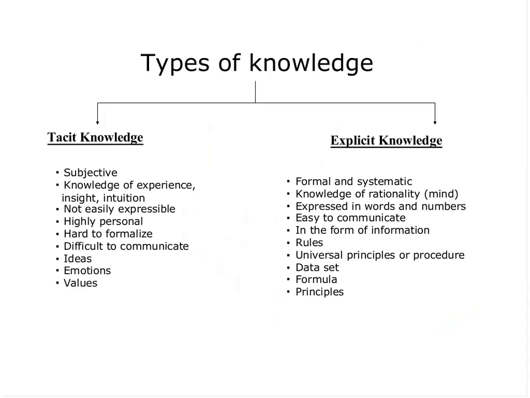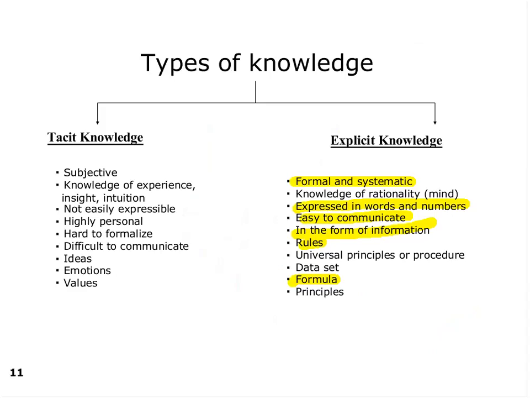In the next slide we see that explicit knowledge is formal and systematic. It is expressed in words and numbers. It is easy to communicate. It is in the form of information. It is rules, like when you buy a TV. The manual with the TV is explicit knowledge. If you lose this manual, you go to the TV shop and ask, can you please give me another manual? And the guy gives you another manual. So when you lose explicit knowledge, it doesn't matter because you can buy it.